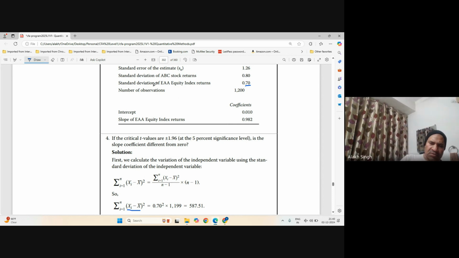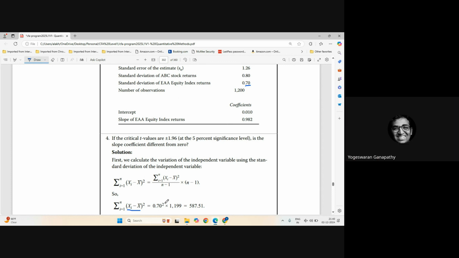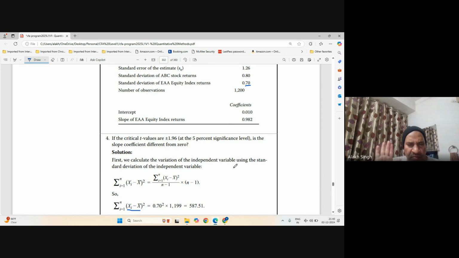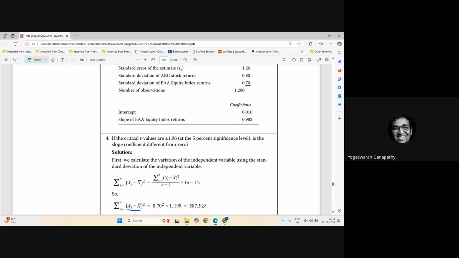Standard deviation is the square root of variance. So xi minus x bar, squared. 0.7 squared, times 1199. Okay, then it makes sense.